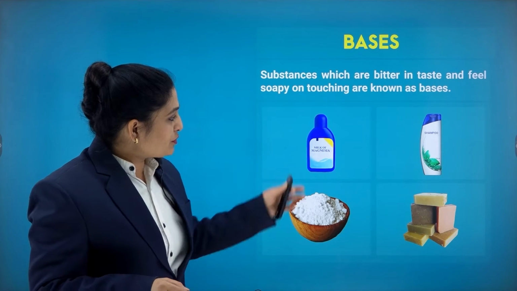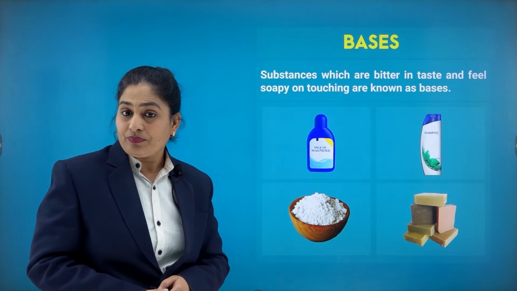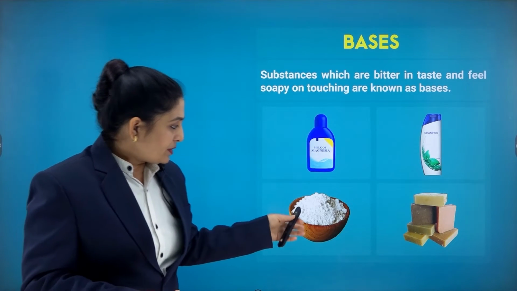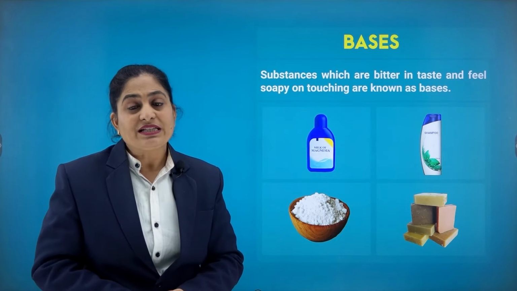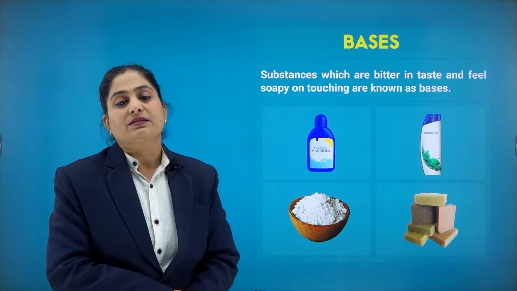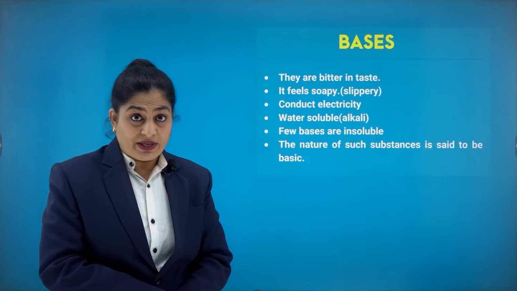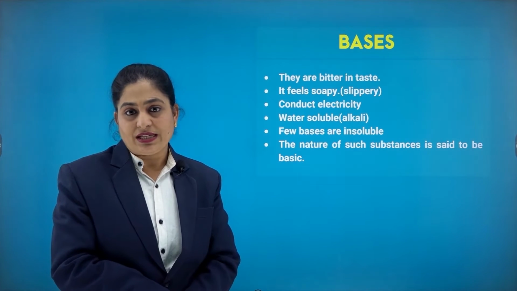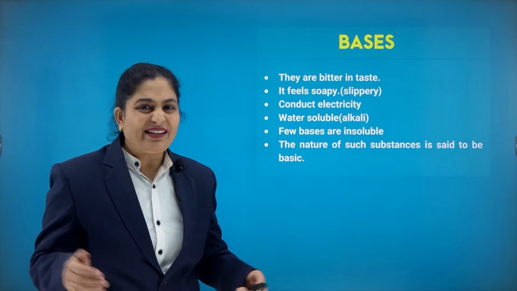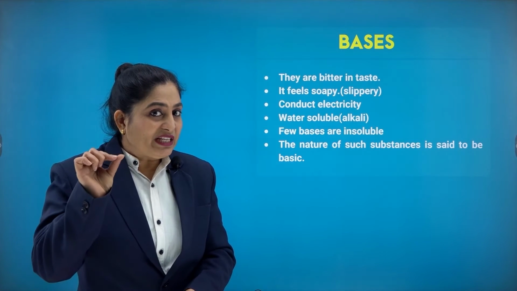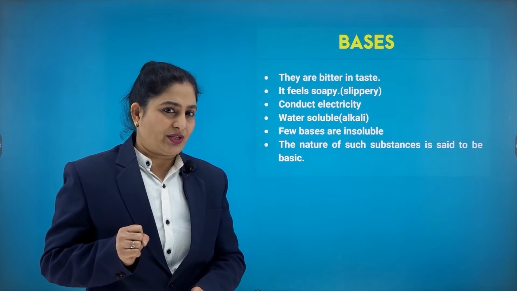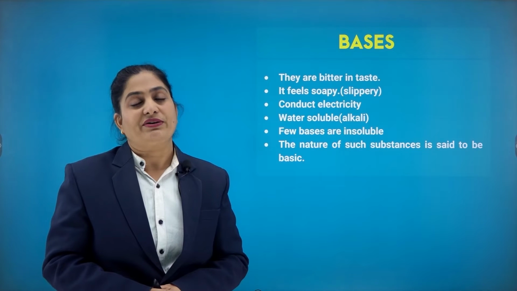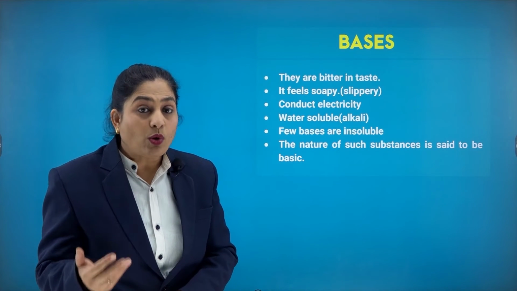And certain examples of bases are milk of magnesia, soaps, shampoos, detergents, baking soda. All these substances are bases. So on the basis of seeing those different substances, we conclude some properties of bases. They are first bitter in taste, second they feel soapy, that means slippery on touching. Then they conduct electricity, just like acids, they are also good conductors of electricity. Then they are water soluble.